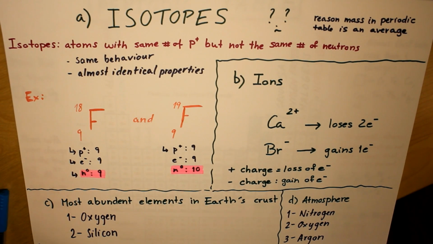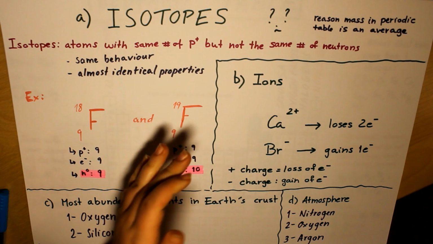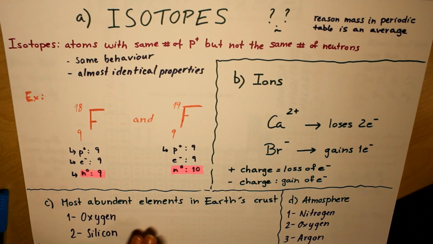Today is going to be a really short video. We're going to talk about isotopes, ions, most abundant elements in Earth's crust, and most abundant elements in the atmosphere.